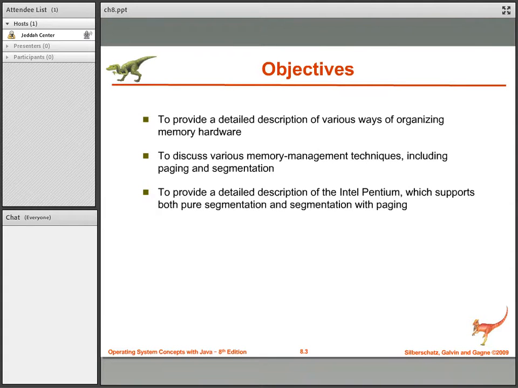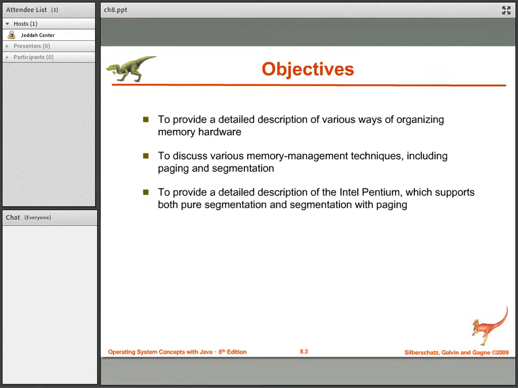This tutorial provides a detailed description of various ways of organizing memory hardware. You know that in a computer there is more than one memory location and there is more than one type of memory. How do you organize this memory? We are going to focus on the main memory, of course, which is referred to as the RAM.